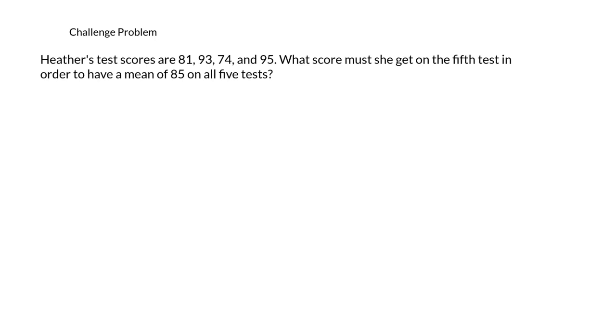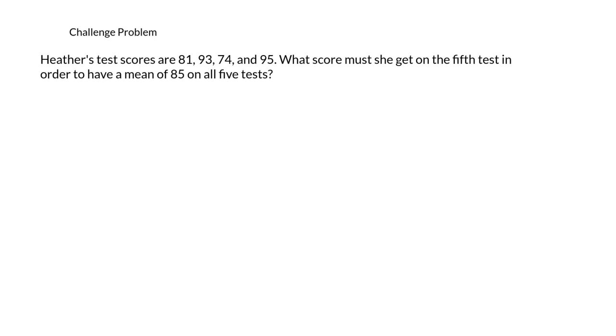It's so tricky. These problems are so tricky. And this is exactly like a problem you might see on the MCA. So let's start first by reading this. Heather's test scores are 81, 93, 74, and 95. So far she has taken 4 tests. What score must she get on the 5th test in order to have a mean of 85 on all 5 tests? Oh wow, this is really tricky, but we're going to use what we know about finding mean.